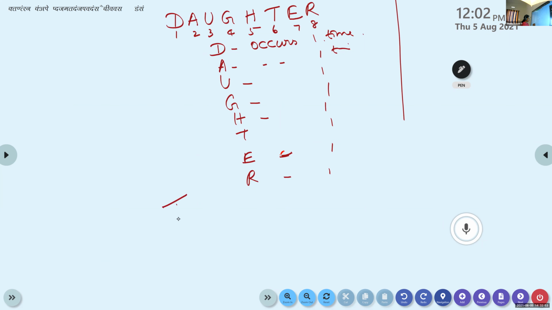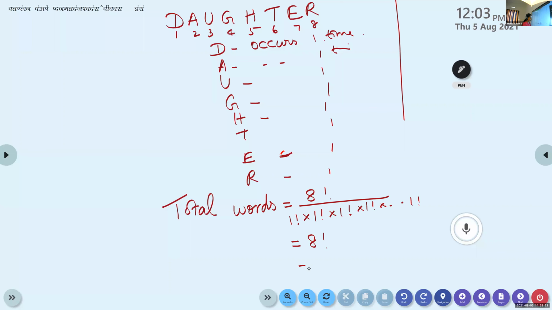So what is the total permutation, the total number of words that can be formed? When we consider this case, we are not considering any restrictions, isn't it? We take all the alphabets, with no particular arrangement. The total words formed is 8 factorial by 1 factorial into 1 factorial and so on, 8 times, which is the same as 8 factorial. Find out what is 8 factorial.